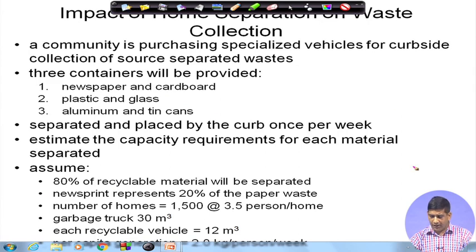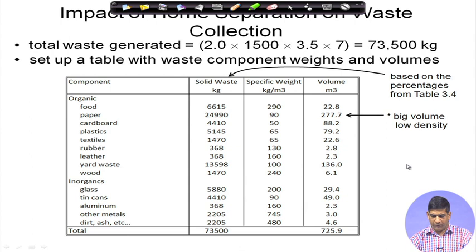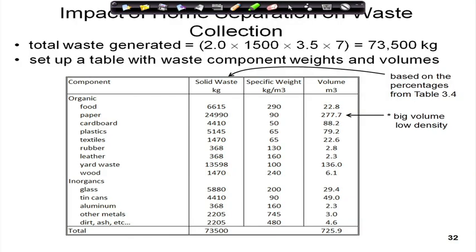So let's look at the math part of it. Again, we'll go back to the table where total waste generation is 2 kg per person per day, 1500 homes, 3.5 people in one home, 7 days a week. So waste generation is 73,500 kg. That's the waste we are generating in a week. Now let's set up the table with different components.